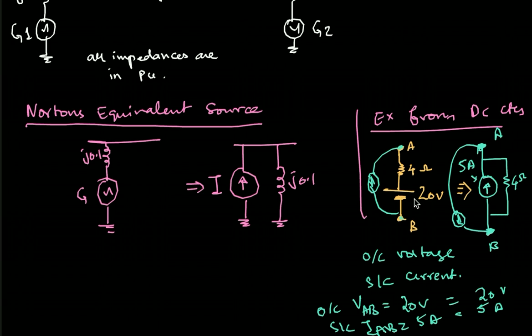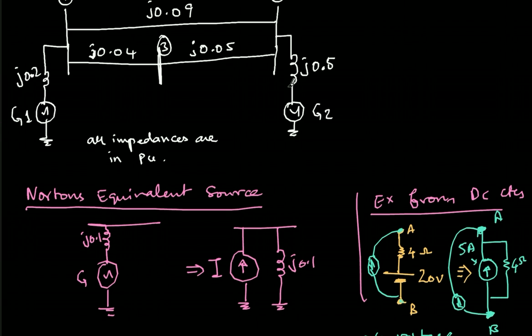So both these two circuits are behaving exactly the same way when I connect an ammeter or when I connect a voltmeter. That means under open circuit voltage and short circuit current, both are behaving the same way. So they are equivalent. So that's basically the Norton's equivalent. This concept from DC circuits, we are borrowing it into AC circuits, and then we are doing this Norton's equivalent. But the value of how much voltage is being generated at G1 and G2 is not given.